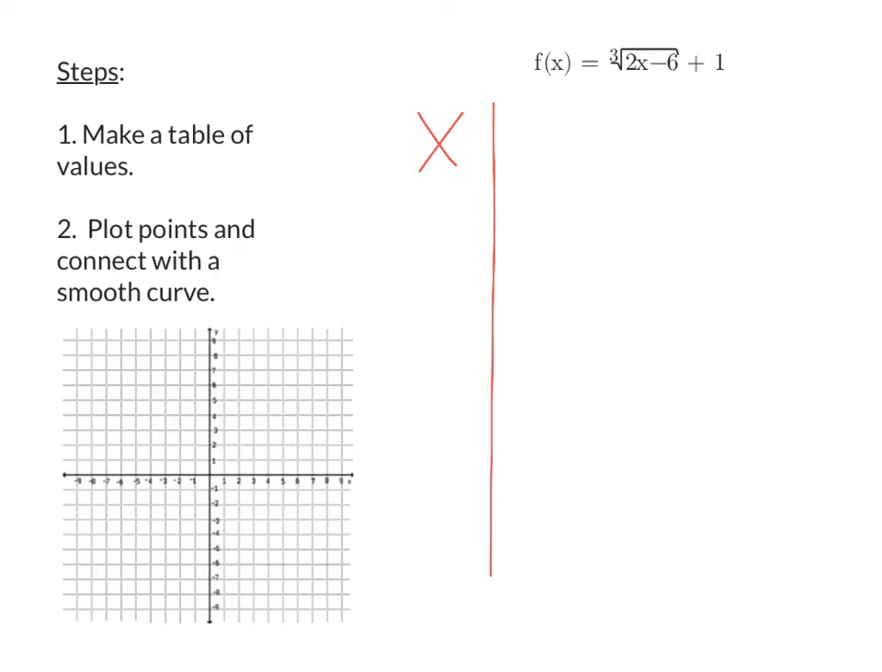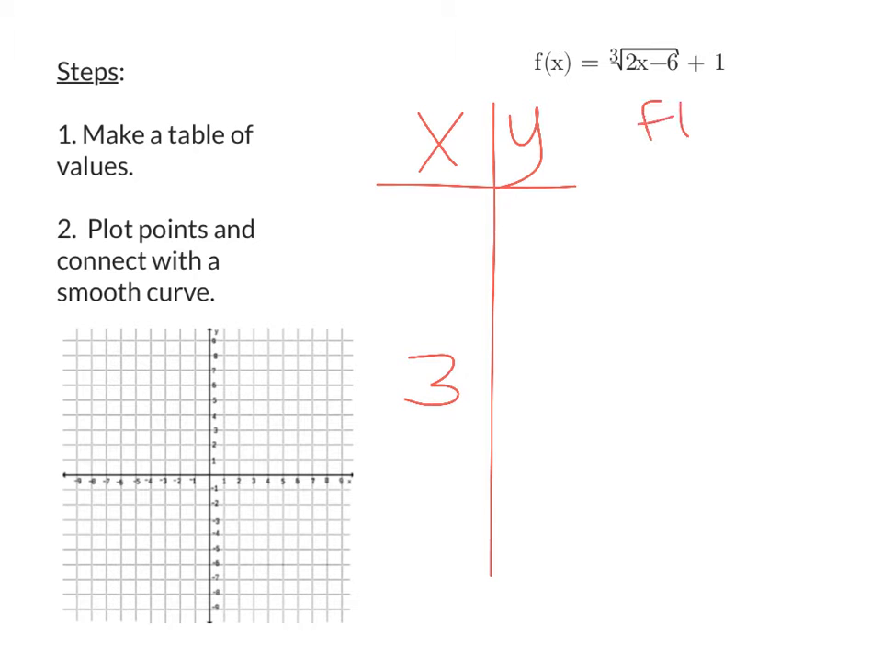And let's say I want to get a radicand to be 0 because 0 is a perfect cube. Well, in order to get 0 for my radicand, the 2x minus 6, I would have to plug in 3 for x because 2 times 3 is 6, 6 minus 6 is 0. So let's start off with plugging in a value of 3 for x.